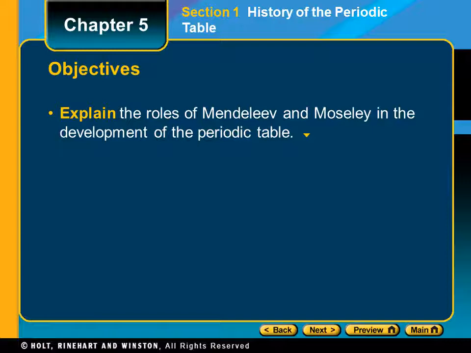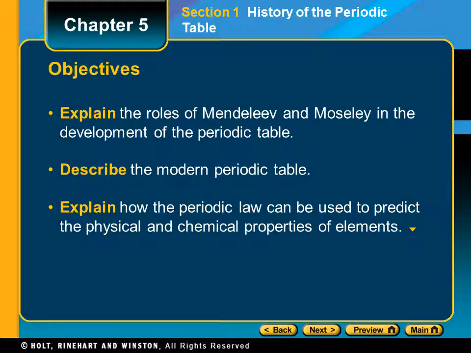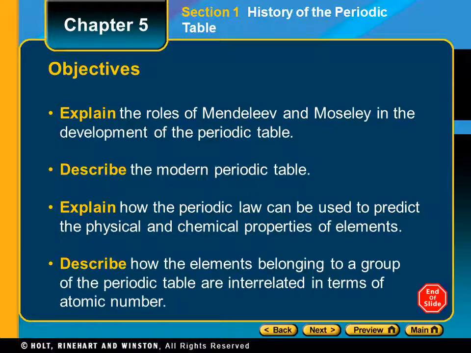Objectives are going to be in terms of what we know and how we're able to explain it. So we're going to look at the roles of Mendeleev and Moseley in developing the periodic table and be able to describe the modern periodic table, explain how periodic law can be used to predict physical and chemical properties of elements. That concept actually goes hand in hand with the periodic table, knowing it and understanding it. And describe how the elements belonging to a group of the periodic table are interrelated in terms of atomic number. So that's everything we're going to look at in section 1.